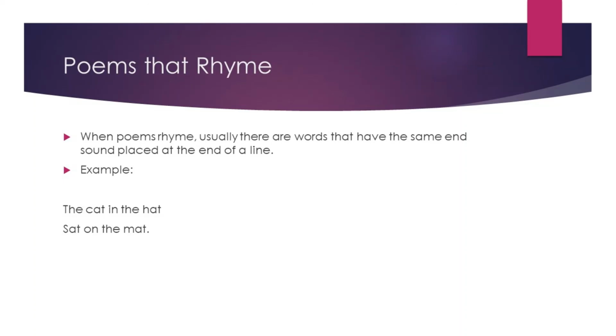And the last type of poem I want to discuss with you are poems that rhyme. When a poem rhymes, usually there are words that have the same end sound placed at the end of a line. Here's an example. The cat in the hat sat on the mat. Here, you can hear the rhyme and the rhythm. When you rhyme, rhythm usually follows. The cat in the hat sat on the mat.